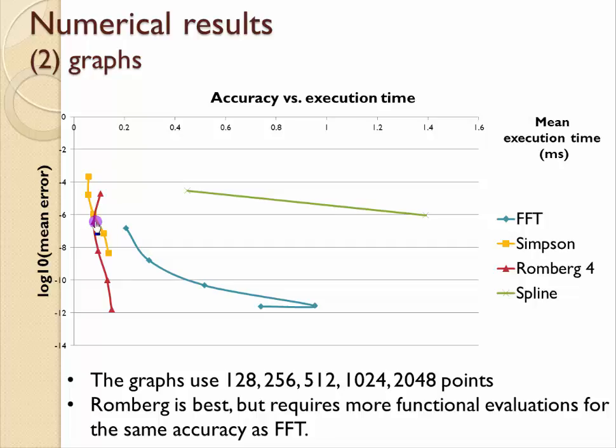But you can see that Simpson also performs well, but as I said, lower order. So this is 128, 256, 512, 1024. You have to get up to 1024 points to compete with the accuracy of FFT at 128 points. So you have to use 8 times as many points to get the same accuracy. With Romberg, it's only about twice as many points. Okay, so you have a trade-off here.